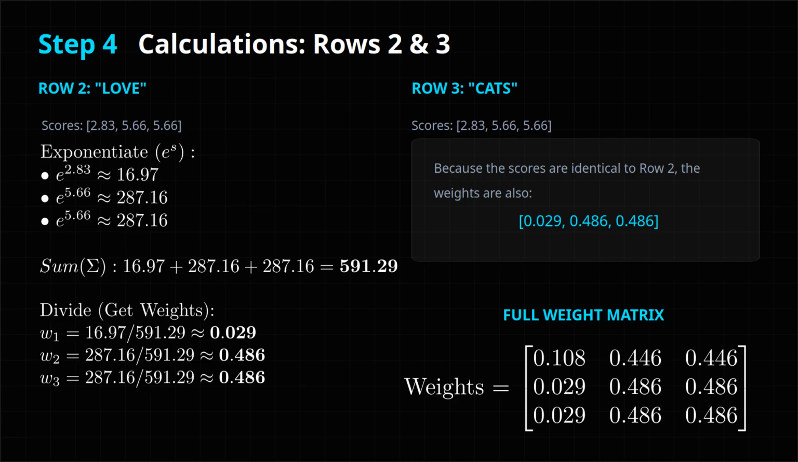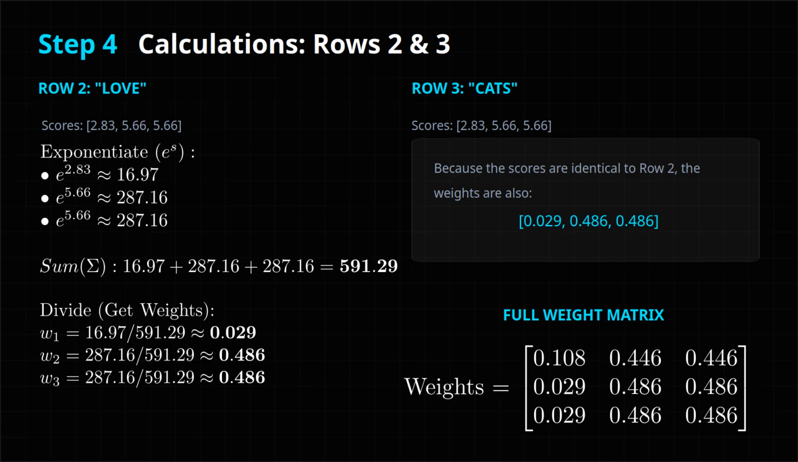Dividing each exponential by that total gives us weights of about 2.9% for I and about 48.6% for love and for cats. The third row, which belongs to cats, has the same pattern of scores as row 2, so its weights are identical. When we stack all three rows of weights together, we get the full attention weight matrix. Each row shows how one word distributes its attention across all the words in the sentence.